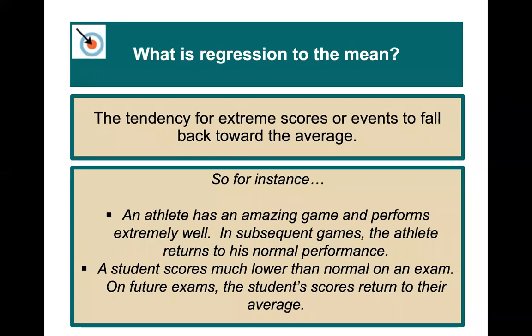What is regression to the mean? The tendency for extreme scores or events to fall back toward the average. So for instance, an athlete has an amazing game and performs extremely well. In subsequent games, the athlete returns to his normal performance. Or a student scores much lower than normal on an exam, and on future exams, the student's scores return to their average. I always think about the concept of regression to the mean at restaurants when I have an absolutely fantastic meal at a restaurant a couple times. There's a tendency that the next time, the third or the fourth time I go back, it's going to be more of an average meal. We're going to regress back to the mean in terms of my enjoyment of the meal.